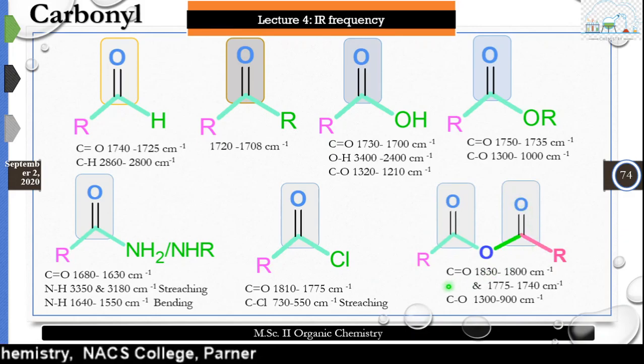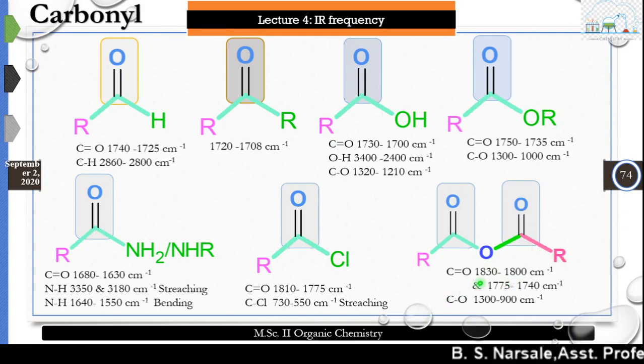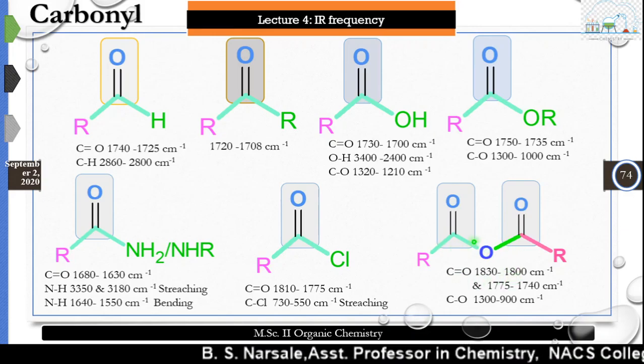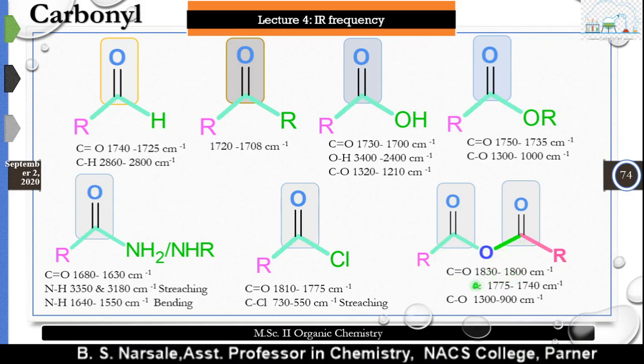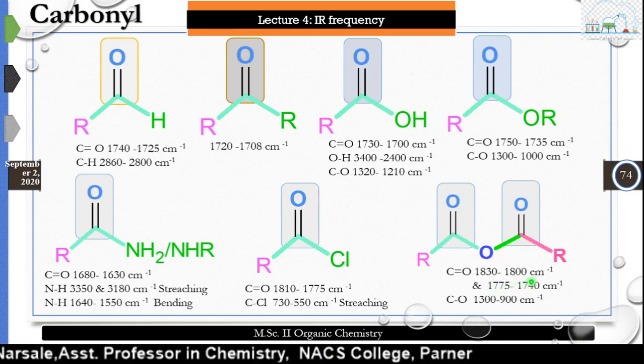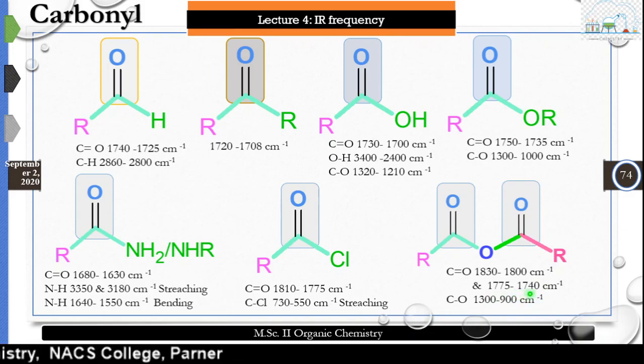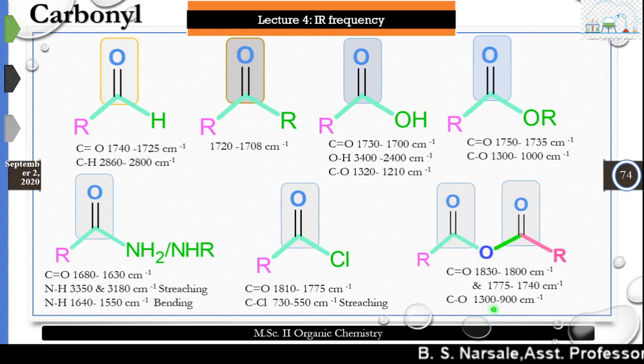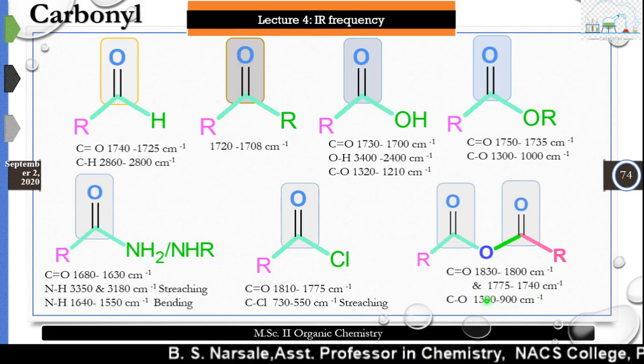And another one, anhydride, R-C=O-C=O-R. This anhydride has two carbonyls, so they have two IR stretching frequencies, one for each carbonyl: 1830 to 1800 and 1775 to 1740 centimeter inverse. Okay, and the C-O carbon-oxygen stretch is present between 1300 to 900 centimeter inverse.